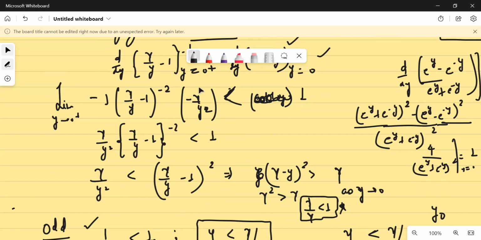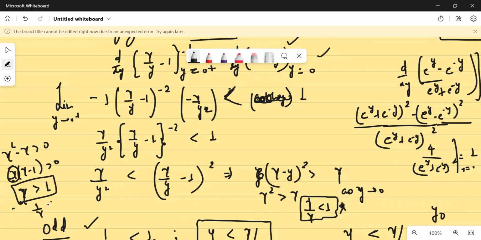See, again I'm telling you, gamma is already a positive quantity, so you write gamma square minus gamma should be greater than 0. Then gamma minus 1 should be greater than 0. Gamma is already positive, forget about it. It implies gamma should be greater than 1. Or you can write 1 upon gamma is less than 1.